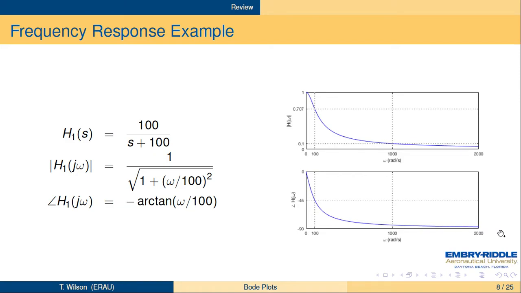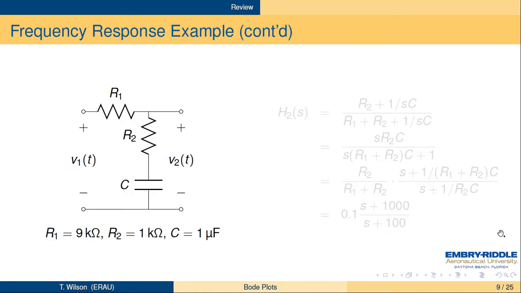Okay, that's very nice. What about a different circuit? Here's a similar circuit, except now there's a resistor in the output branch also.